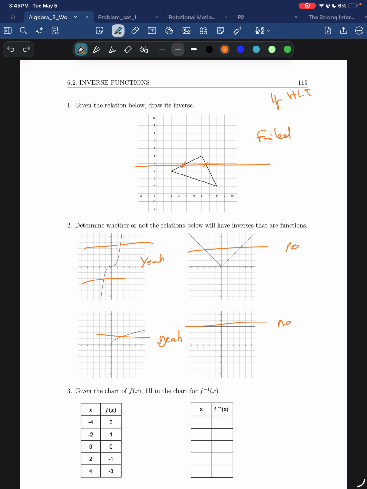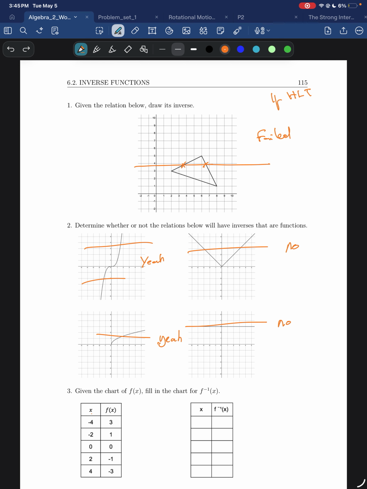So now back to the beginning of the statement to answer question 3. Given the chart of f of x, fill in the chart of f minus 1 of x. What we're doing when we inverse a function is that we're swapping the x and the y. We're swapping the input and the output.